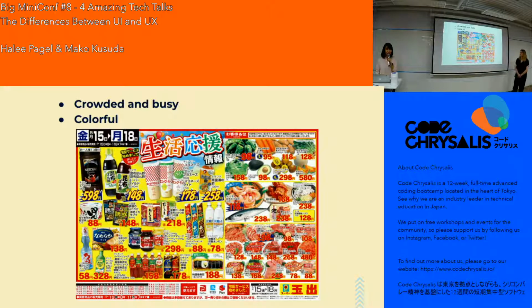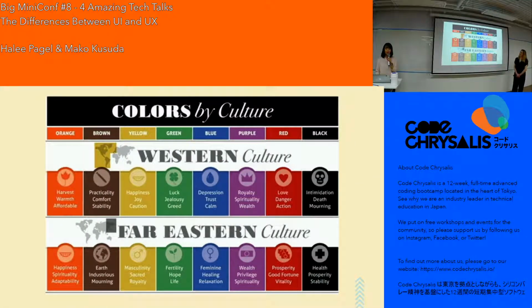Next, crowded, busy, and colorful. This is a typical Japanese flyer, and it is an important form of advertisement in daily life. Japanese people use this flyer to find the best offers for everyday products, and they are used to quickly scanning and clearly evaluating the information. Speaking of color, certain colors have different meanings in different cultures. For instance, in Western cultures, red is the color of love and excitement and can be associated with both negative and positive purposes. But in Japan, it means happiness and joy.